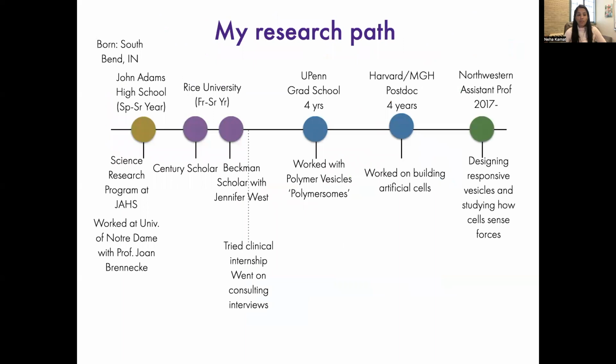So to wrap this up, I briefly want to tell you a little bit about how I got here. This is a timeline of my research path. I was born in South Bend, Indiana.